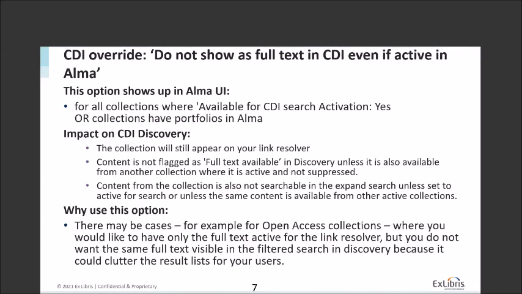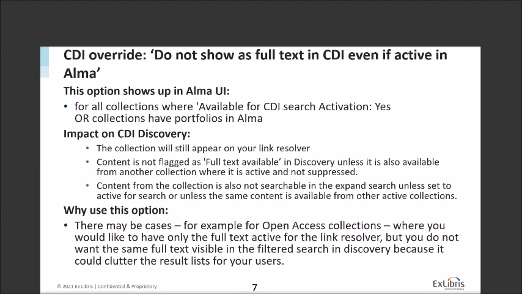So why would you use this override? Why would you use this option? In some cases, for example, for some open access collections, we have found that customers like to have the collection active in Alma. For example, they want it in their link resolver, but they don't want the records to be returned in their filtered search, in their full text search in Primo. Because, for example, it could increase the number of search results a lot, and it could clutter the result lists. So this is a reason why you could use this CDI override for collections active for full text in Alma.